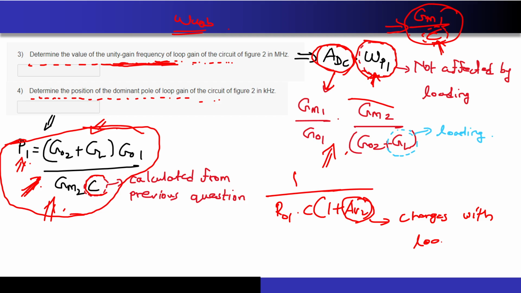If you unload your amplifier, if you remove the load, then this gain will be higher. If you put some RL in parallel with the Rho2, then this gain is going to reduce a little bit, depending on the value of the RL.